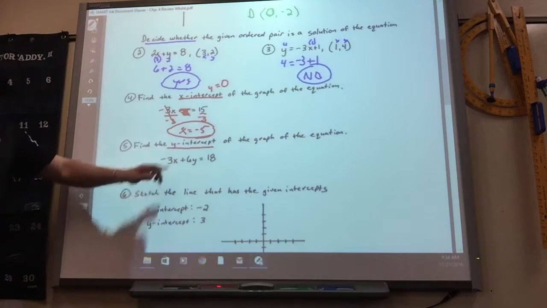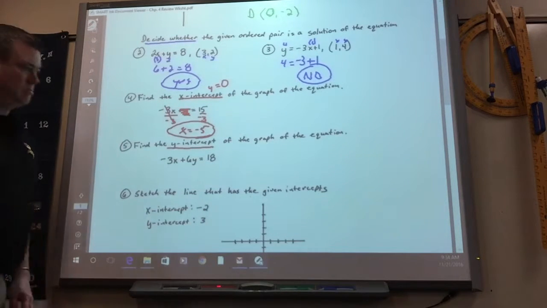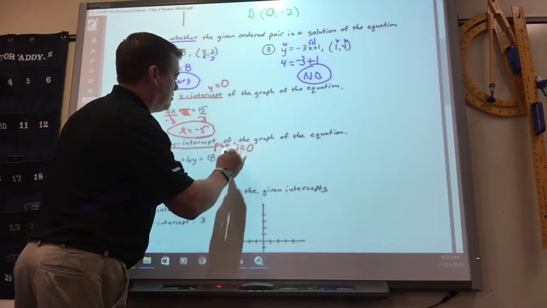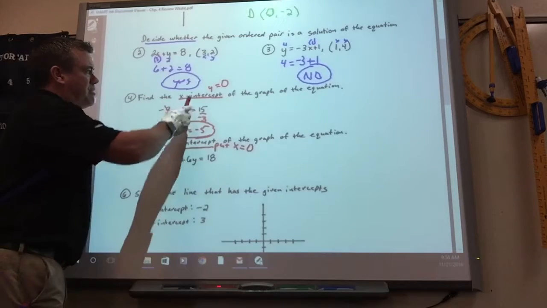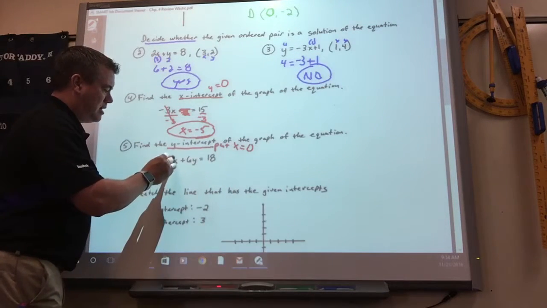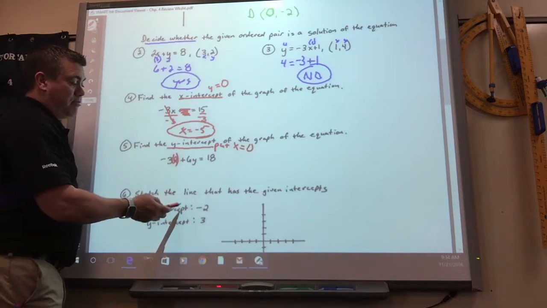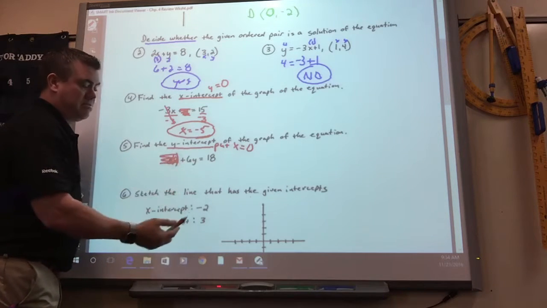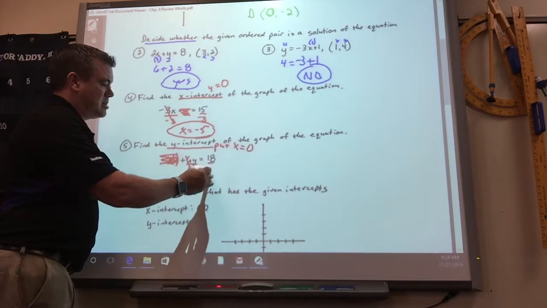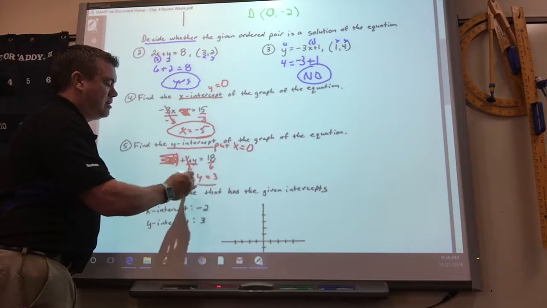So what do you got to do to find the y-intercept? Put x equals 0. To find the y, the x is 0. To find the x, the y is 0. So we got to put 0 in right there. -3 times 0 is nothing. So to figure out what y is, divide by 6 and you get y equals 3.